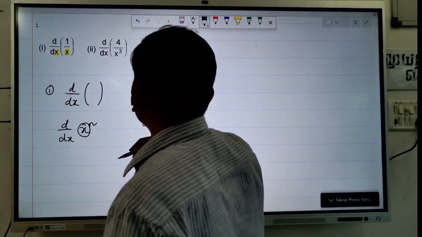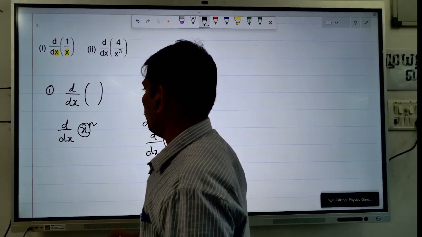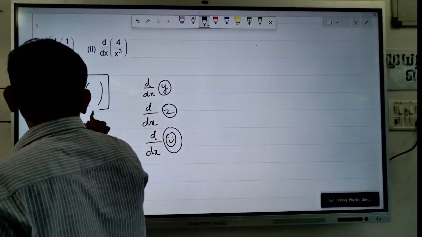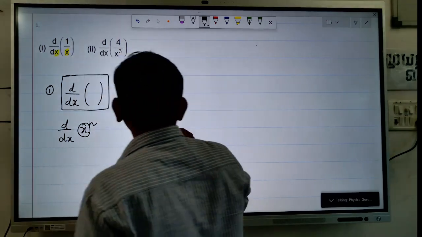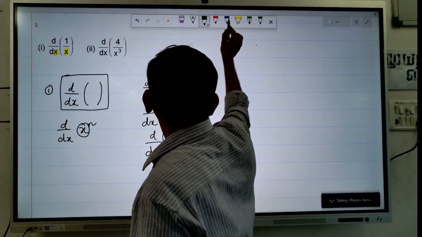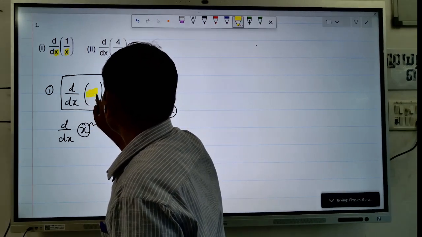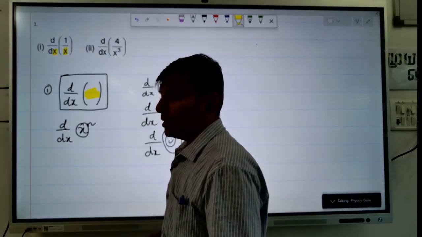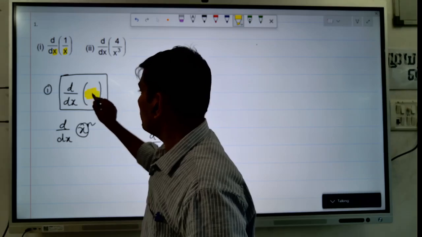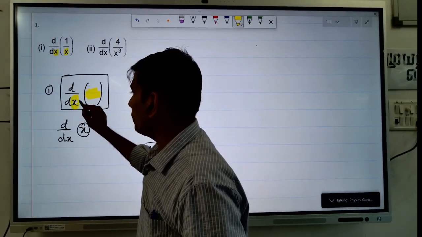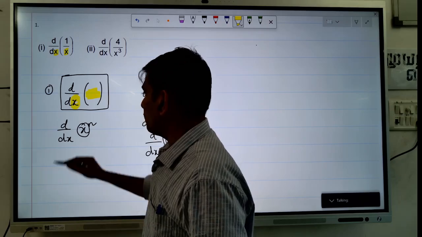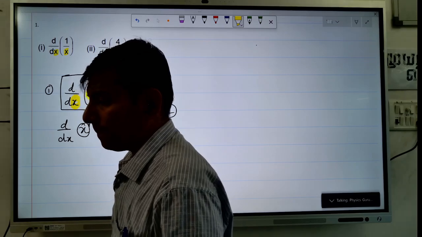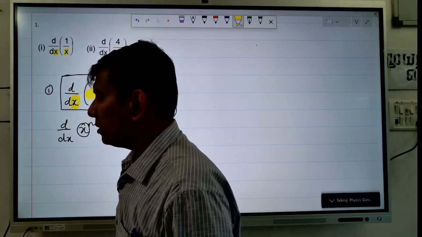So watch, now d by dx of some quantity, do you know what we should understand when reading this? Whatever quantity appears in this region, you are going to study the variation in this quantity with respect to x. With respect to x. This is how you read it.